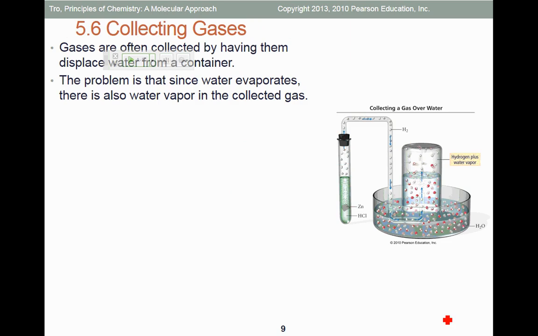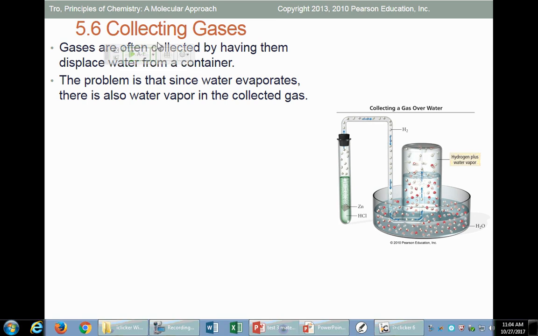So we've talked about just examples. Let's actually talk about how in the lab we look at calculating reactions involving gases.